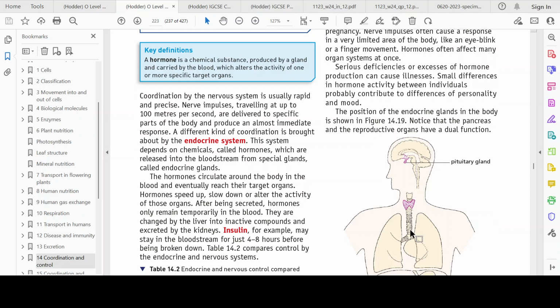Okay. In the sense organ part, only the eye is included. Yeah.